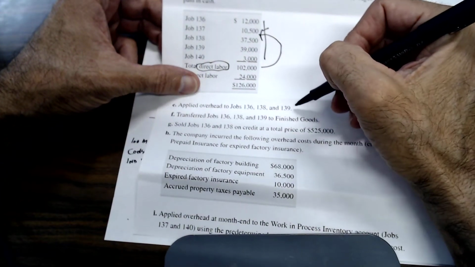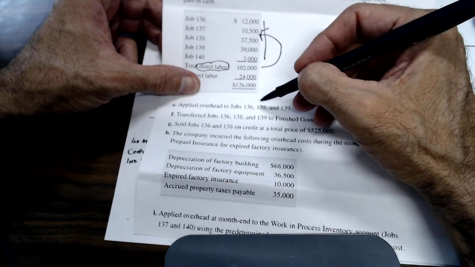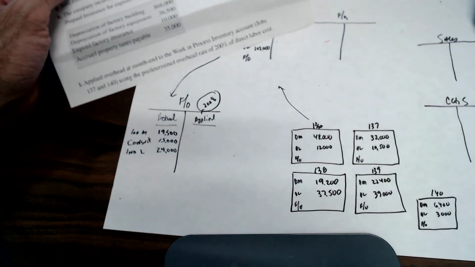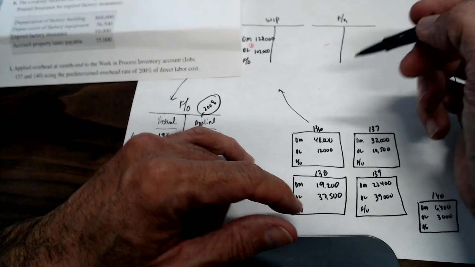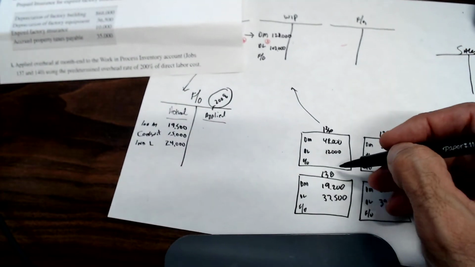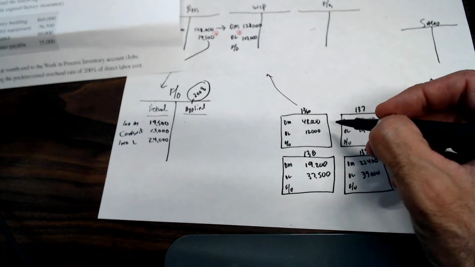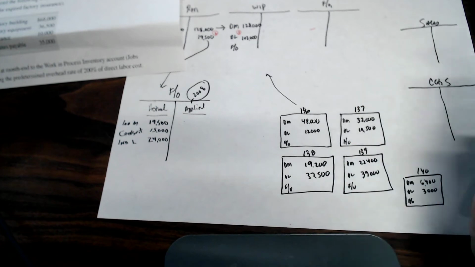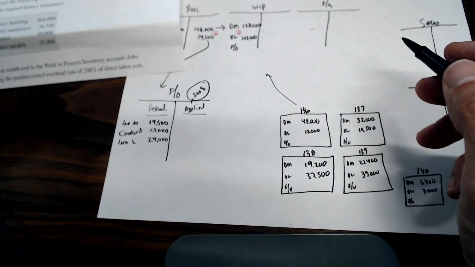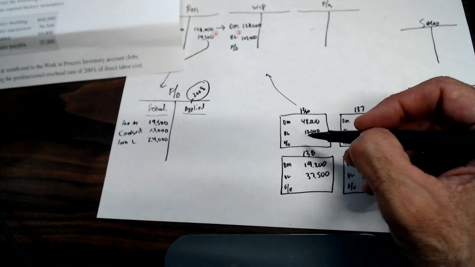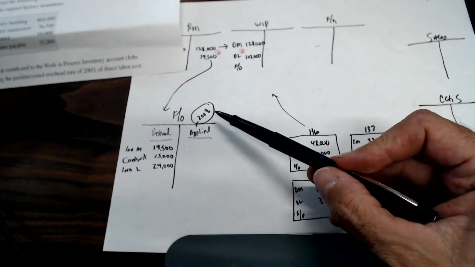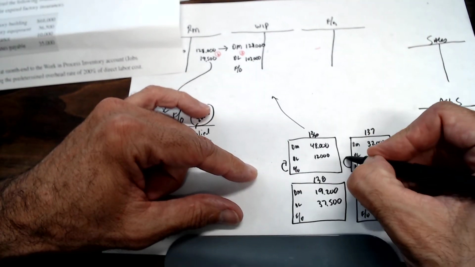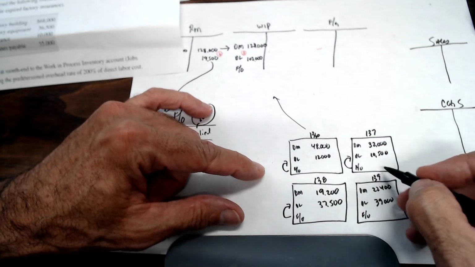Now I can do this. Apply overhead to jobs 136, 137, and 138. Now we could do it to all jobs, but they simply just want us to cost out the ones we finished. We haven't finished these yet, but since these are done, they wanted us to figure out the overhead just for these. So, okay, let's do that. What rate is overhead being applied at? 200% of direct labor, which means I need to charge these three jobs with twice as much of their direct labor.